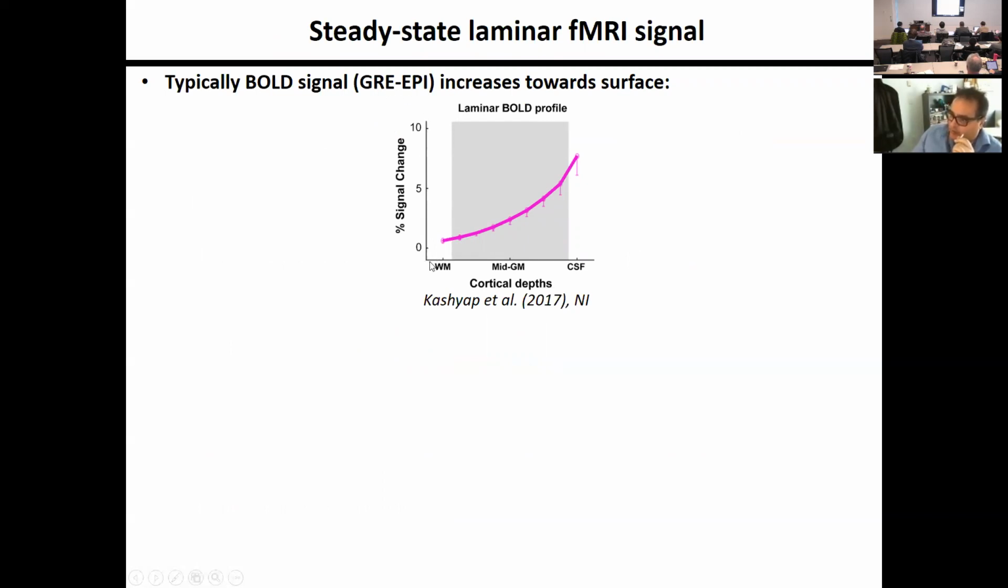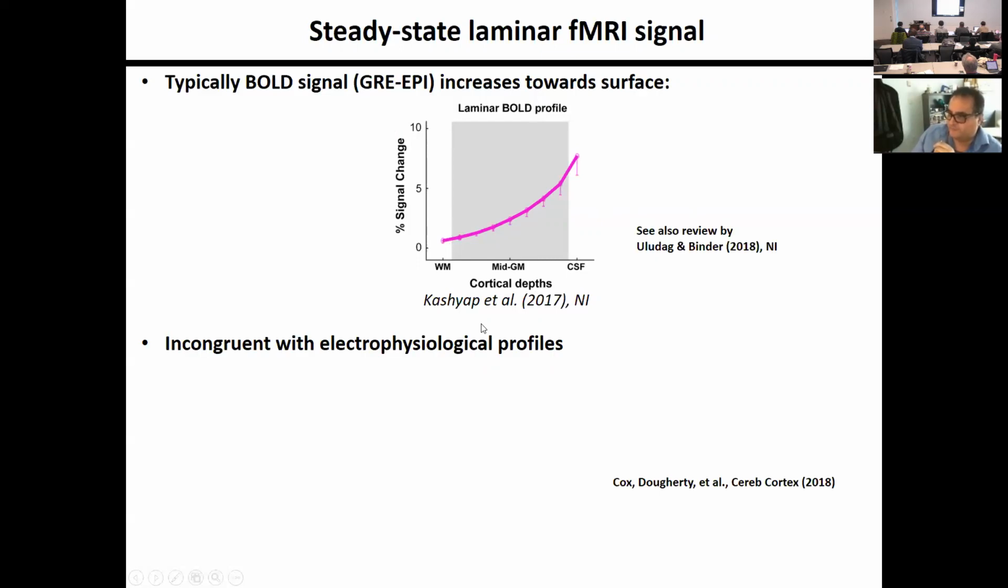This is a BOLD signal, from white matter to CSF. Typically what you see is the signal increase from white matter to CSF. So this is a common observation. Sometimes you have some bumps here and some inhomogeneities, but it's a common observation that the signal increases towards the surface.